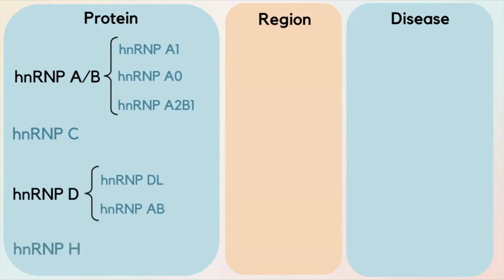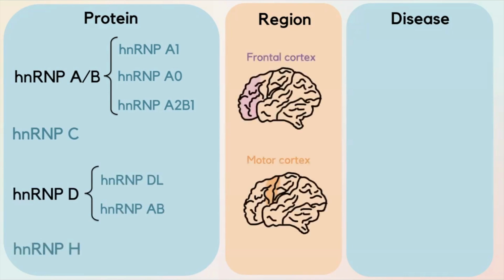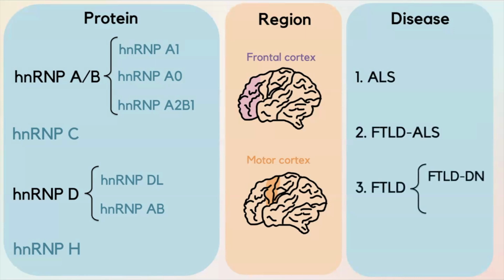We assessed them within the frontal and motor cortex, which are two regions involved in the early and late stages of TDP-43 pathogenesis. Cases included sporadic ALS, ALS-FTLD, and FTLD-N, which is based on the TDP-43 classification of long dystrophic neurites, and we also looked at FTLD-NCI for cases characterized by neuronal cytoplasmic inclusions.